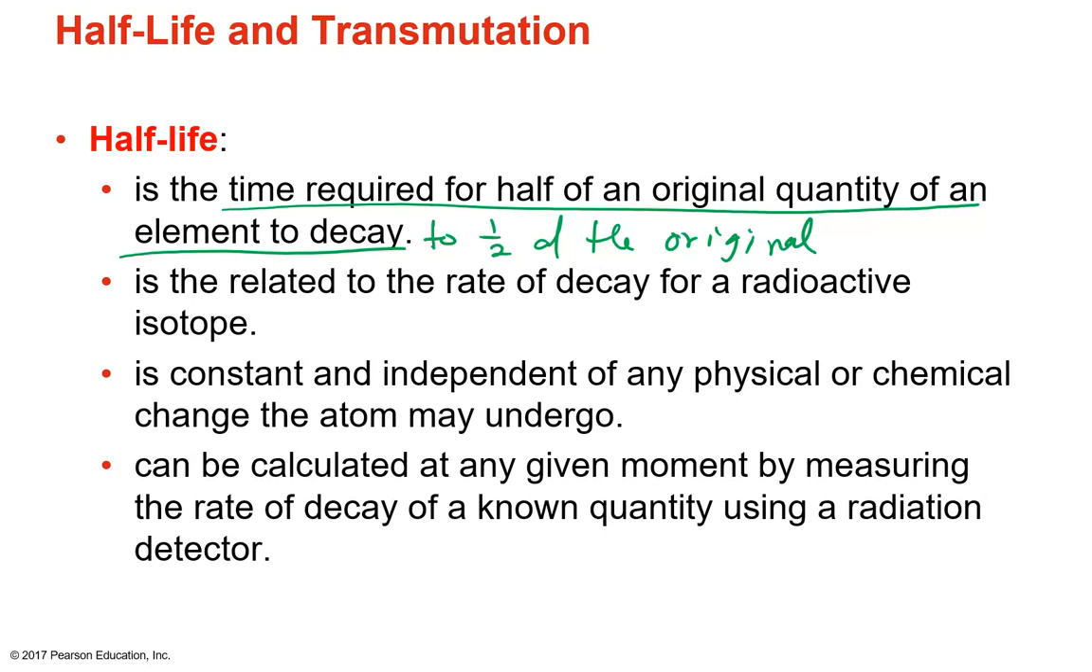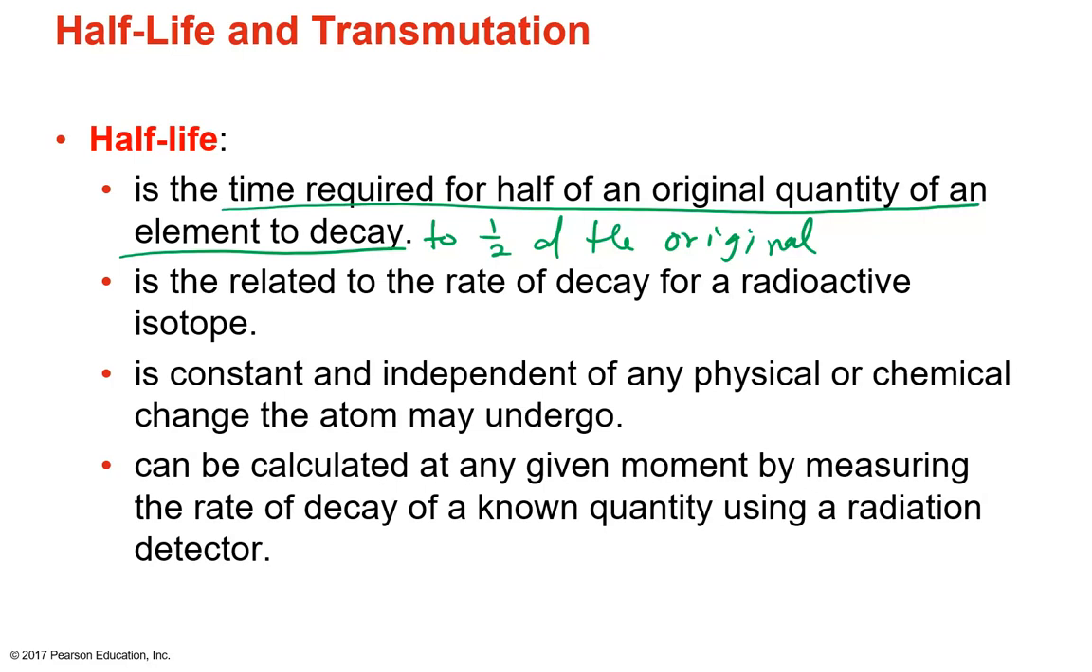So the half-life is different for different radioactive elements because they have a different probability of decaying each second. What is the half-life again? It's the time required for half the original quantity of the element to decay.